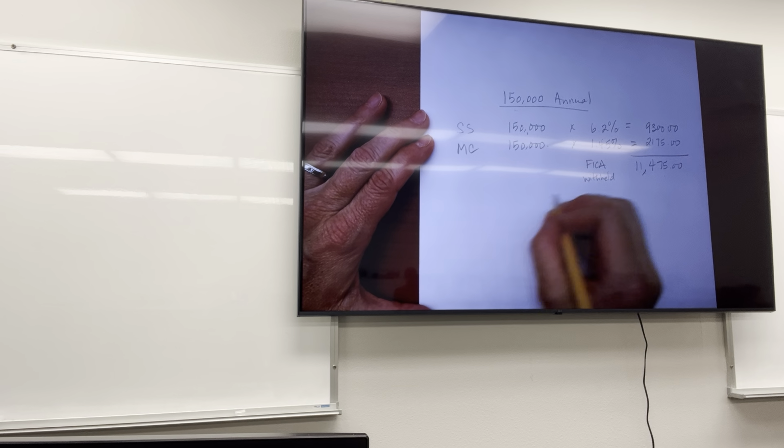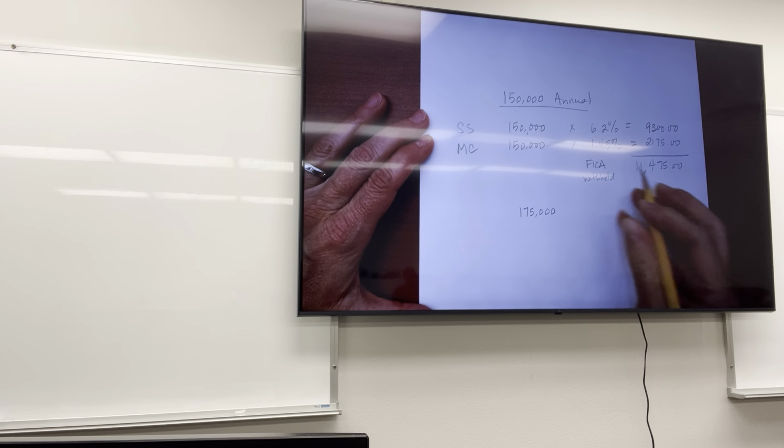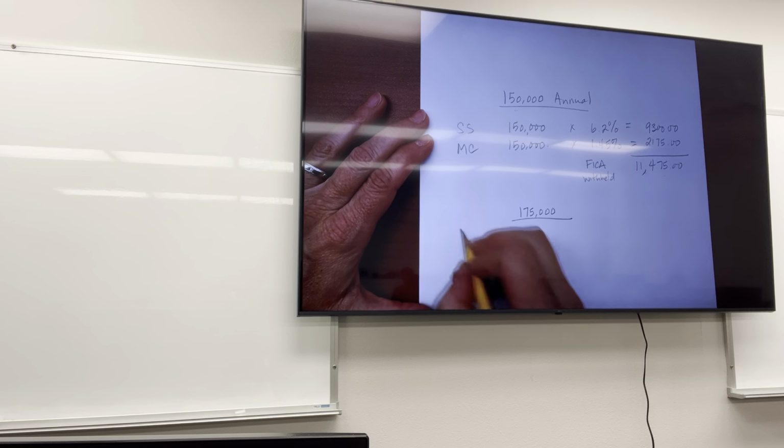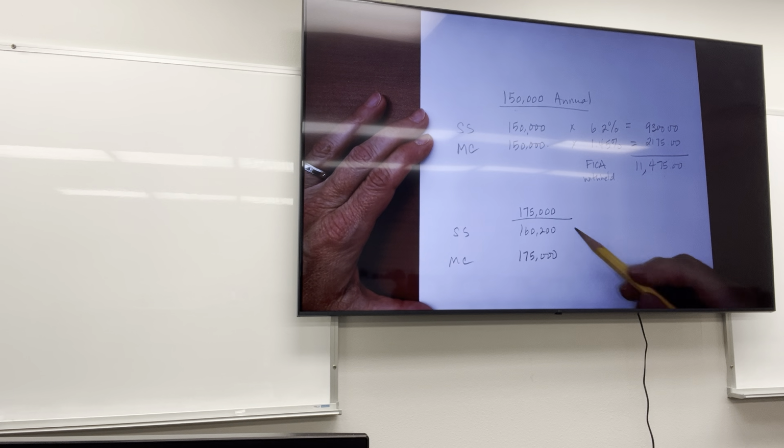Different example, let's say we've got somebody that's making $175,000 annual. Again, for Social Security purposes we have a maximum wage base of $160,200. For Medicare purposes, we do not have a maximum. So now our wage base for each of these taxes is different. Our tax rate is also different for them, and we have that in this example as well.